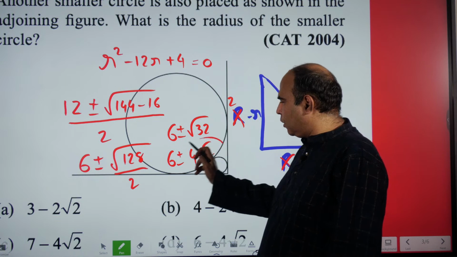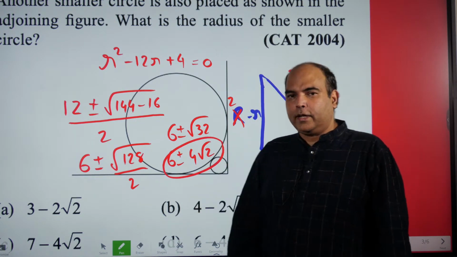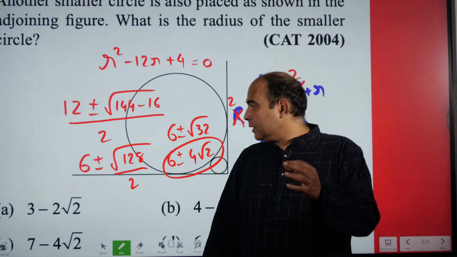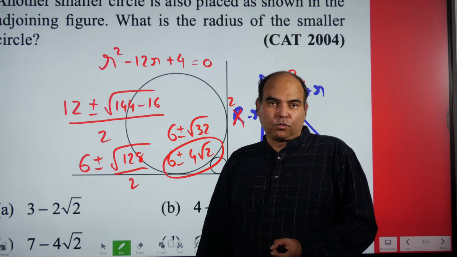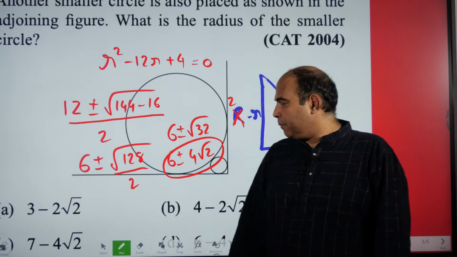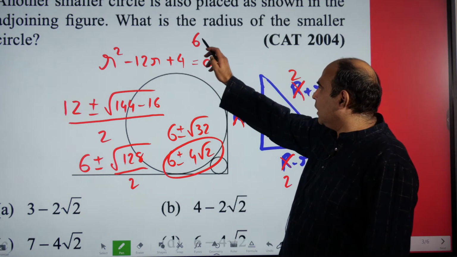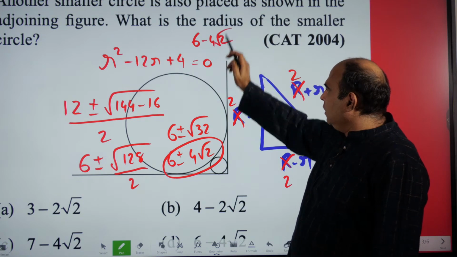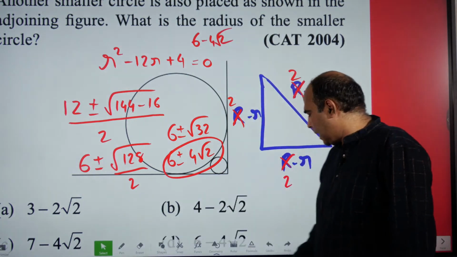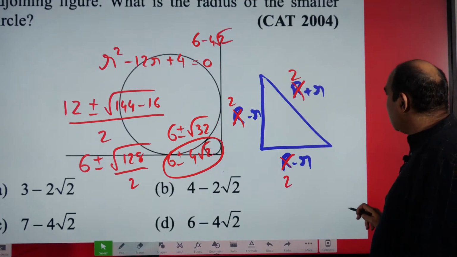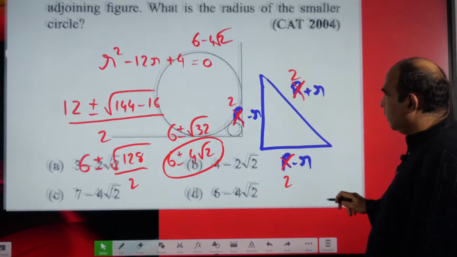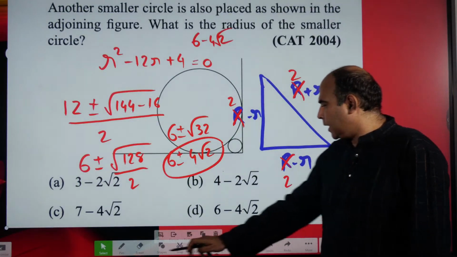And of course the smaller circle's radius cannot be more than 2, and hence you will reject the 6 plus 4 root 2 solution, and the answer will be 6 minus 4 root 2. That's what it will be. So 6 minus 4 root 2 is the answer, which is there in the options as the fourth one. Option D is the right answer.